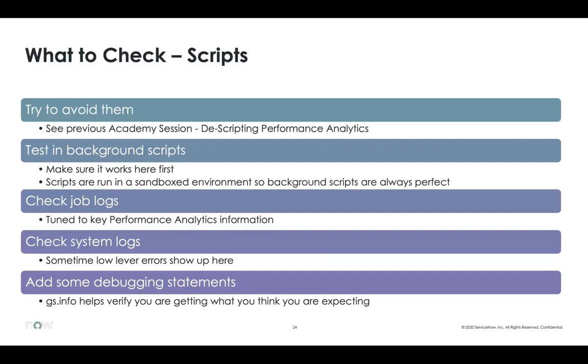Then make sure you test them. If you are going to use them, make sure you test them in background scripts and that they work there and they give you the right answer. Then if you have an issue, check the job logs. We saw the error there. The system log actually didn't give us any additional information, which is great. And then if all else fails, you're going to add some GS info logs, and that will send more information to the system log, not to the job log, but to the system log.